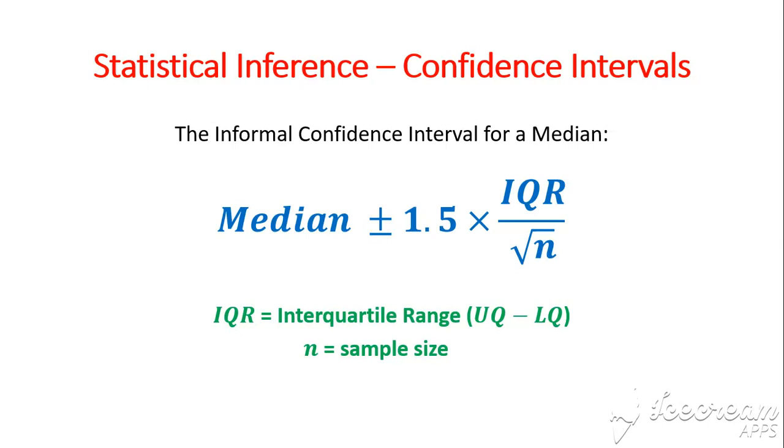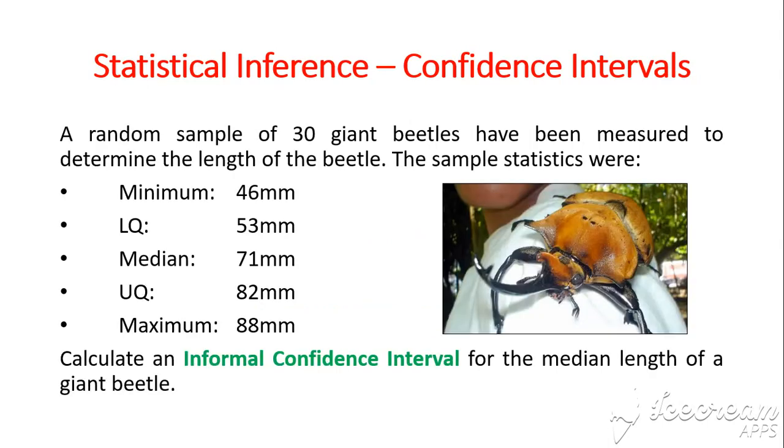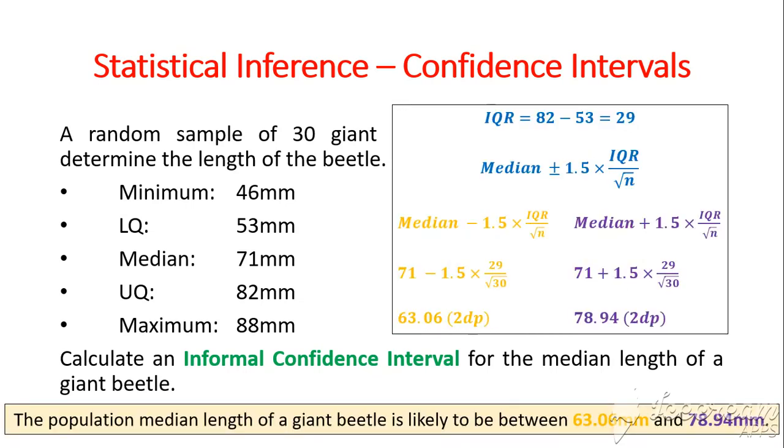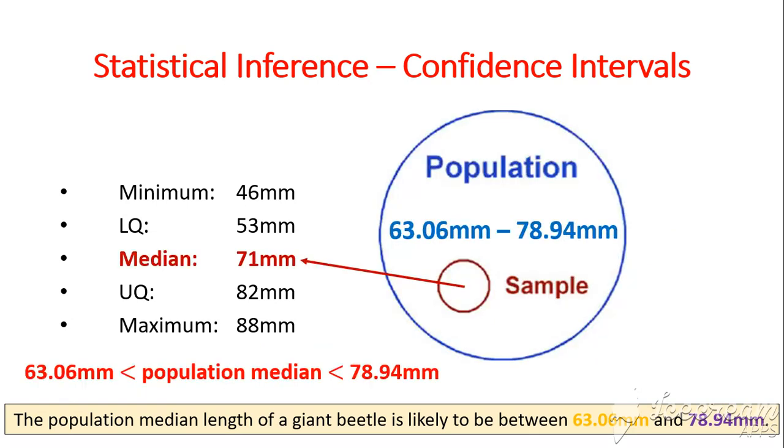Here was the rule that we looked at, the IQR. So we go 1.5 times IQR divided by the square root of n, which is our sample size. Here was the example we did in the last video, and we created a population interval between 63.06 millimeters and 78.94 millimeters. That's where we believe the population median would lie for this sample of giant beetles. So our sample median was 71 millimeters, but we believe the population median should be somewhere between 63.06 and 78.94.